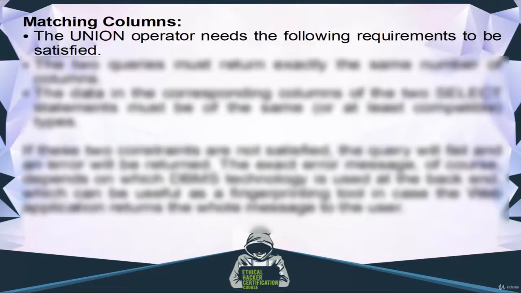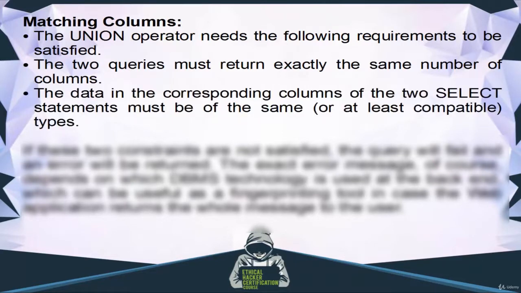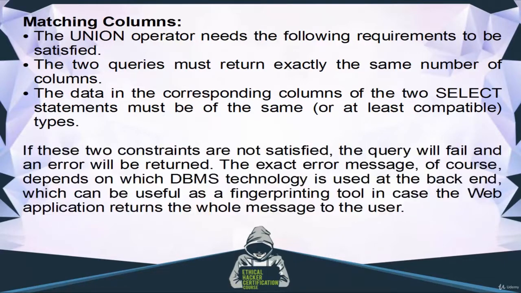Matching columns. The union operator needs the following requirements to be satisfied. The two queries must return exactly the same number of columns. The data in corresponding columns of the two select statements must be of the same types. If these two constraints are not satisfied, the query will fail and an error will be returned. The exact error message, of course, depends on which DBMS technology is used at the backend, which can be useful as a fingerprinting tool in case the web application returns the whole message to the user.